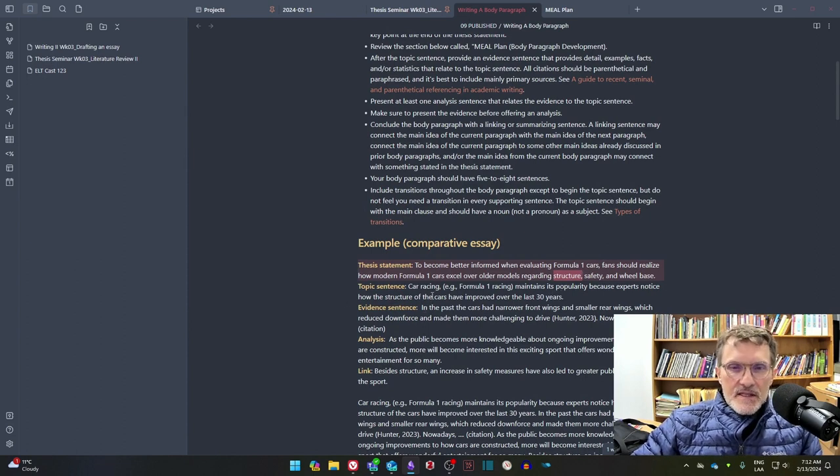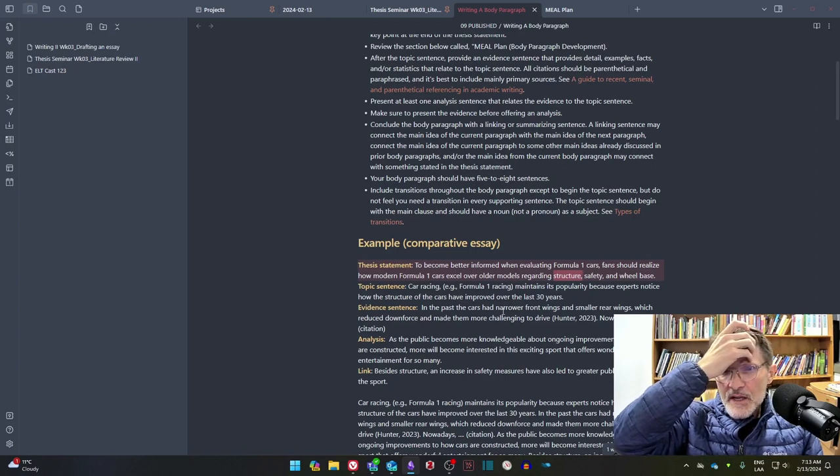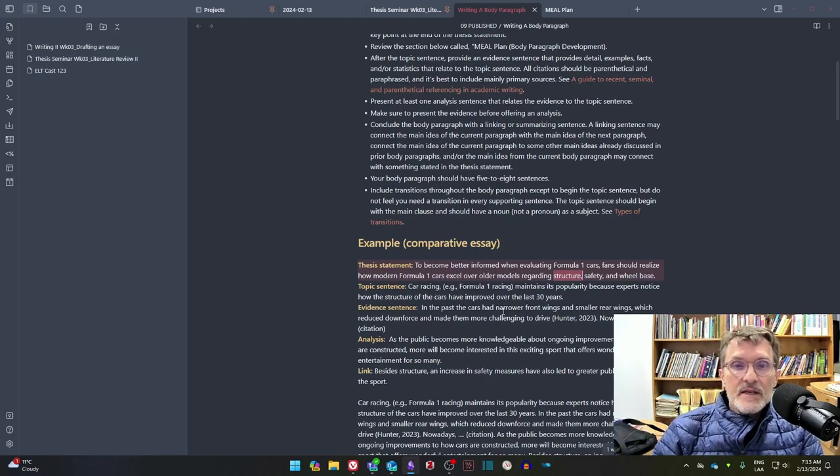So the topic sentence reads, car racing, for example, Formula One racing, maintains its popularity because experts notice how the structure of the cars have improved over the last 30 years. So I am going to compare my entire essay. My comparative essay is going to compare past Formula One cars with current Formula One cars regarding structure, safety, and wheelbase. So this first paragraph, I'm going to focus on structure, and I have my main idea. Maintains popularity because experts notice how the structure of the cars have improved over the last 30 years.